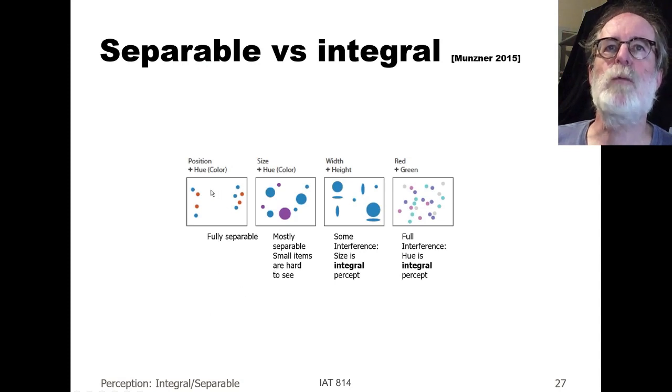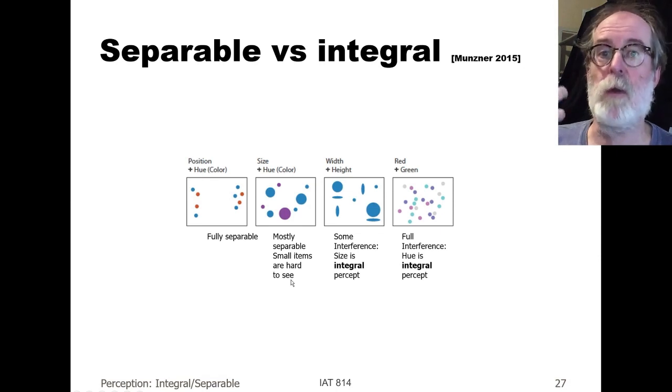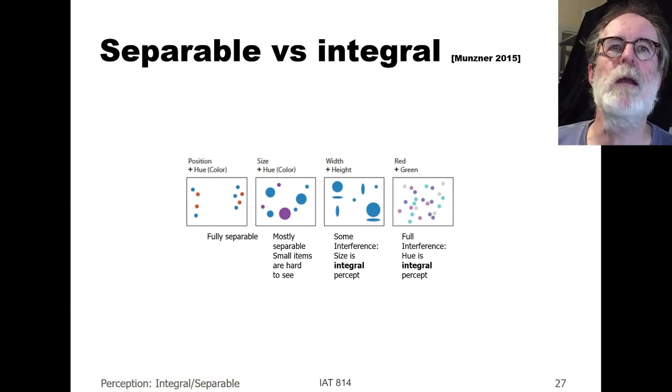The fully separable ones are position and hue here, size and hue, and her annotation is they're mostly separable. Small items are hard to see, which is another problem of using size, just generally speaking. There's interference when you're mixing width and height. Size is an integral percept, and over here on the right is full interference. Hue is an integral percept. We're mixing red and green and getting a whole bunch of different colored dots.